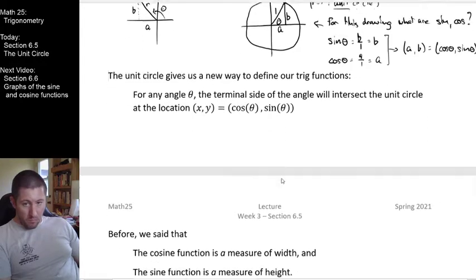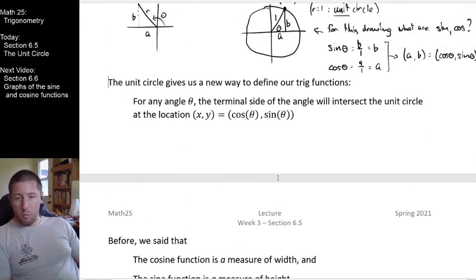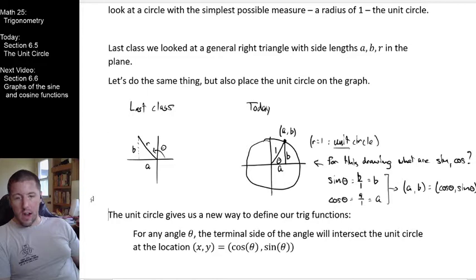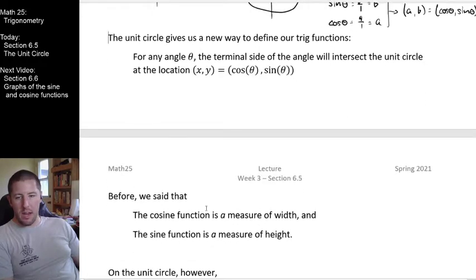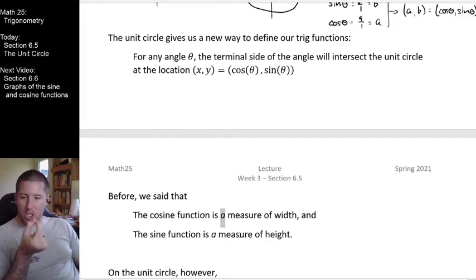All right. So before, when we were looking at just this general triangle right here, we were getting things like sine and cosine were like A over R, B over R for some general angle. And so I said that the cosine function was a measure of width. It wasn't actually the width, but it was describing to us something about the width. Sine, we said, was a measure of height. It wasn't exactly the height, but it was giving us a sense of measurement of the height. Our positives and negatives agreed with above and below, stuff like that.